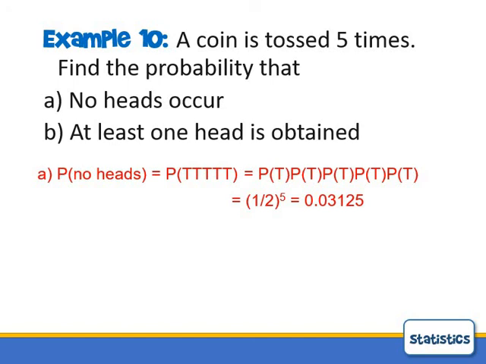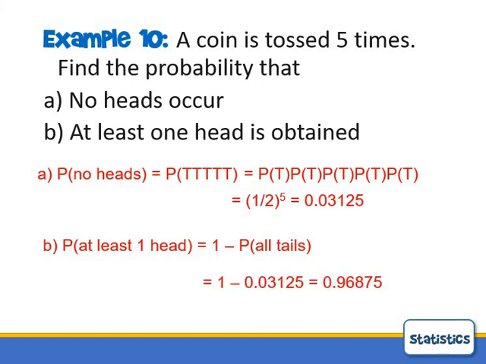But the key here to doing this one efficiently, at least one head is exactly the opposite of no heads. I can get the answer to part B just by subtracting my answer to part A from 1. Right? No heads and at least one head, they're what we call the complement of each other. They're the opposite of each other in terms of the sets and the probability here. So the probability that at least one head occurs is 1 minus the probability that they're all tails, that no head occurs, which would be 1 minus 0.03125, which comes out to be a very high probability, 0.96875. So about a 97% chance that you get at least one head and only a 3% chance that there's no heads.